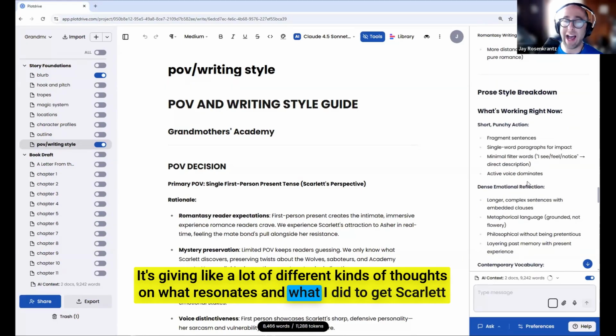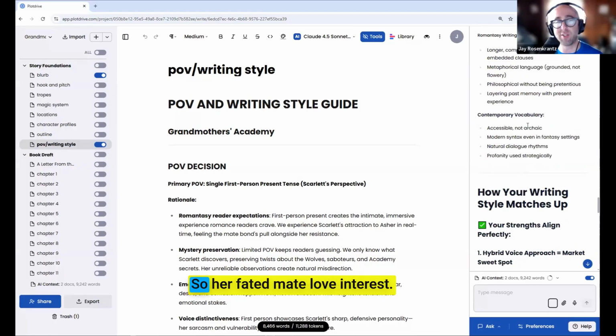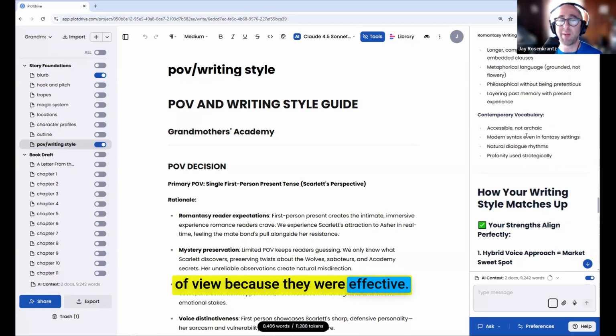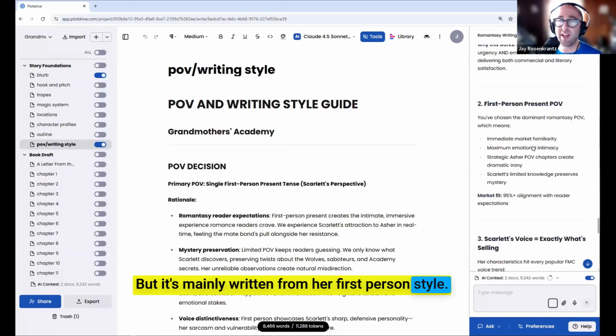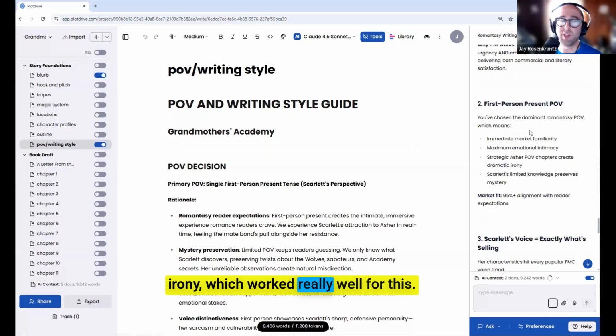And what I did to get Scarlett Thorne's voice, and Asher Hale is the wolf character, her fated mate and love interest, is I found a way to get some dual POV, a couple of chapters from his point of view because they were effective, but it's mainly written in her first person style. And you can see strategic Asher point of view chapters create dramatic irony, which worked really well for this.